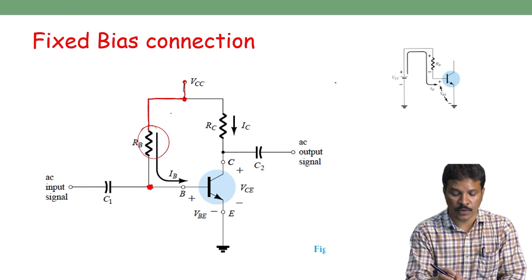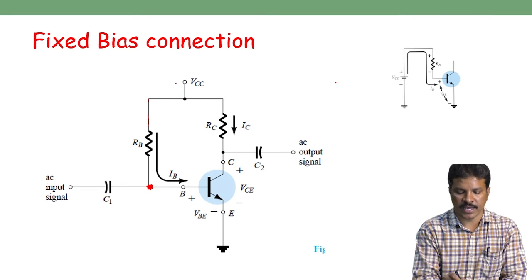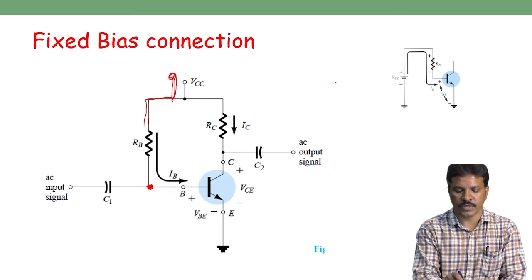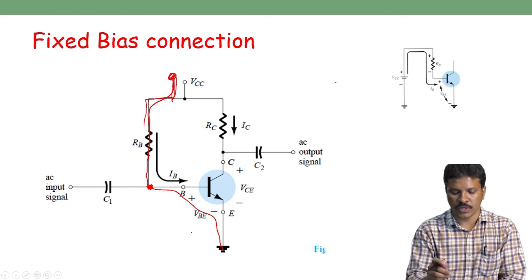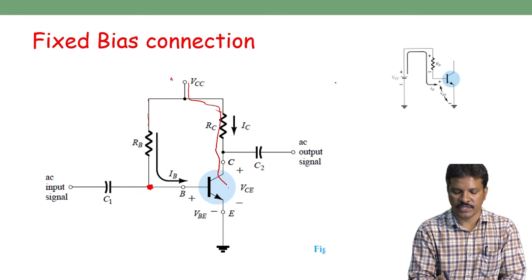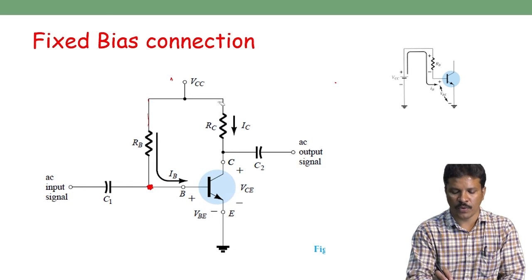If you take this circuit, it can be treated as separating VCC into RC and RB. If you draw the same VCC in a separate diagram: VCC, RB, VBE, ground. It is a loop: supply, IB RB, VBE, ground. So it is one loop at the input side. Another loop: VCC, IC RC, VCE, 0. This is another loop. So we have two loops.